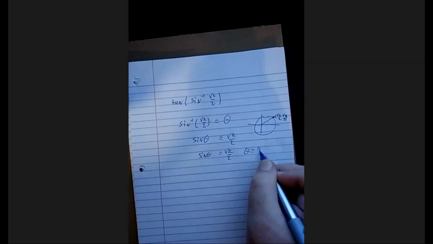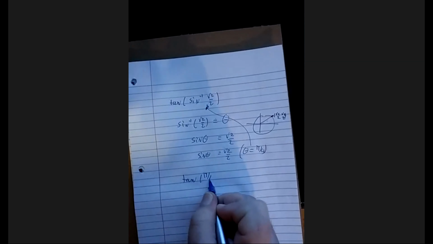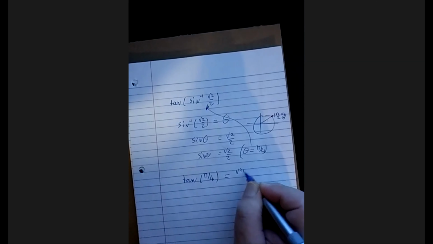There we go. It's pi upon 4. So I now know that that thing there is pi upon 4. So now I'm looking for the tangent of pi upon 4, which is the y-coordinate divided by the x-coordinate.